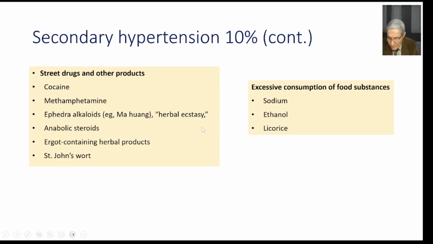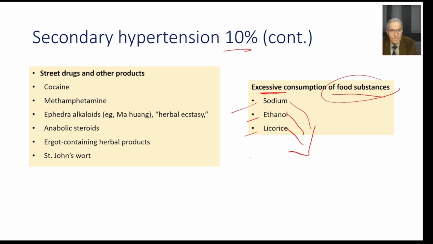Now moving to the secondary causes, we have, for example, excessive amounts of food substances: sodium, ethanol, licorice. All of these may cause hypertension. So we recommend patients avoid these food substances: sodium, ethanol, and licorice. What about street drugs and other products? Cocaine, methamphetamine, ephedra, ma huang, ecstasy, anabolic steroid, ergot, herbal medications, St. John's wort. All these cause elevated blood pressure.